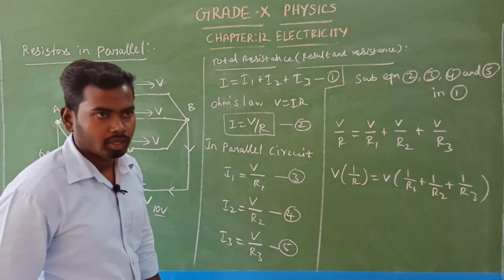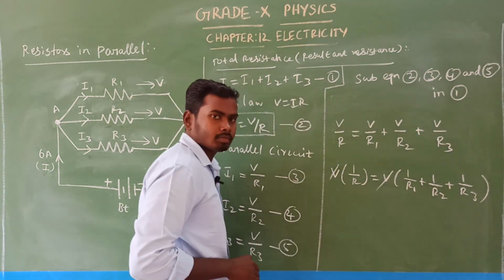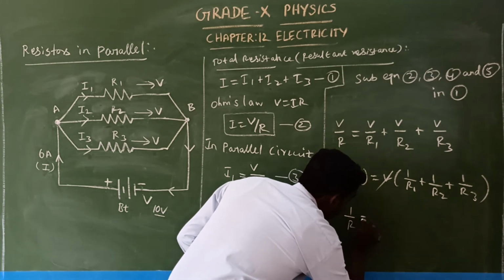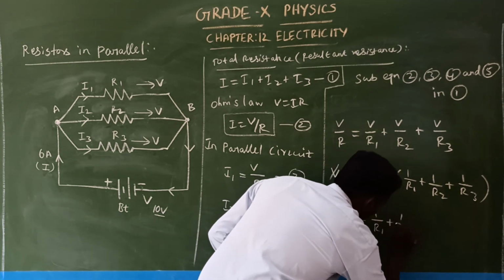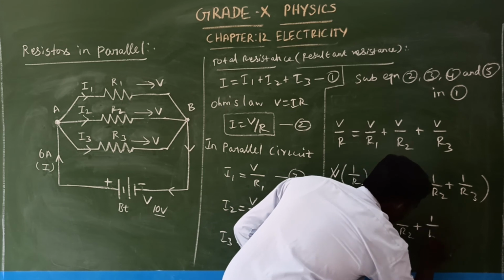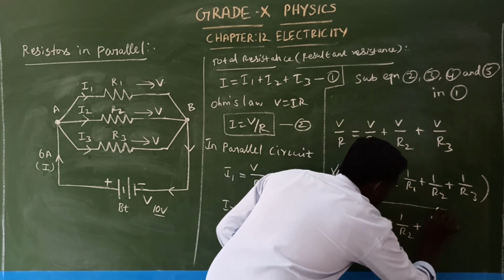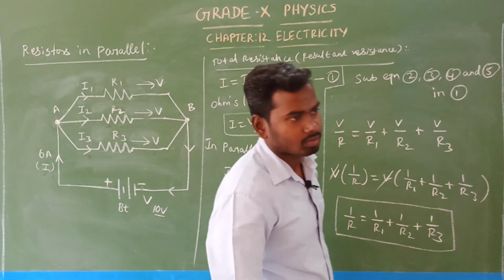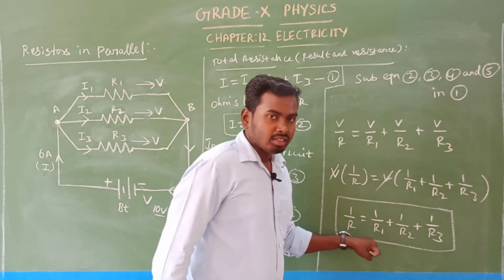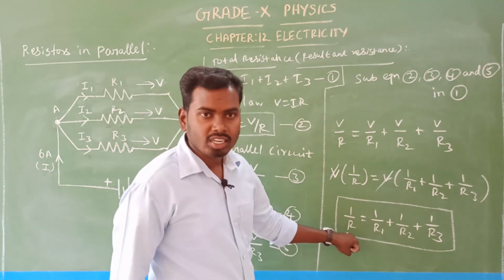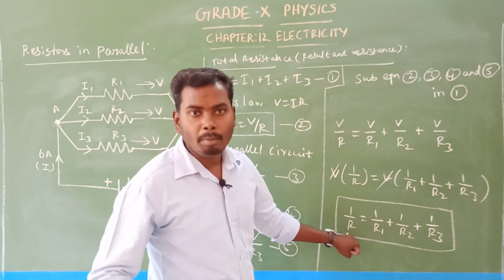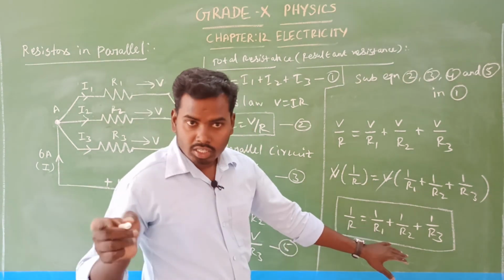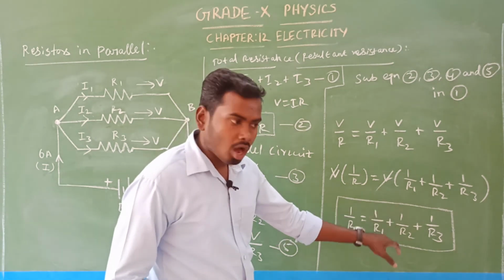Look at here, V cancels. Am I right? So what is the value? 1 by R is equal to 1 by R1 plus 1 by R2 plus 1 by R3. So this is the formula to find the total resistance in a parallel combination. That's all, students. If a number of resistors are connected in parallel, the total resistance is given by 1 by R equal to 1 by R1 plus 1 by R2 plus 1 by R3.